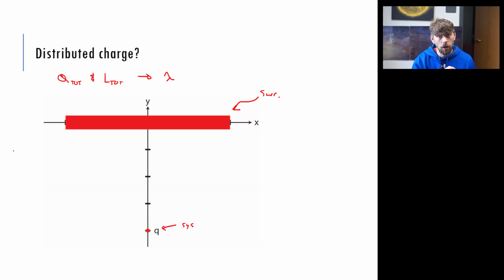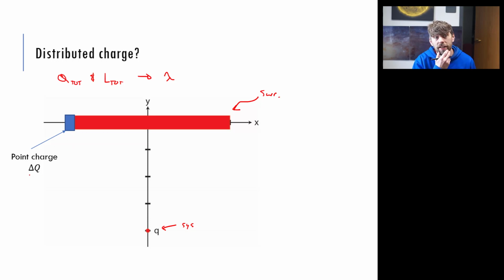Well, first off, let us not consider the entire object. Conceptually, we're going to take that continuous object and break it into small chunks. Imagine taking that entire rod and cutting it up into tiny point charges. Now, after we do that conceptual division, what we need to do is say, how much charge does this point charge have?